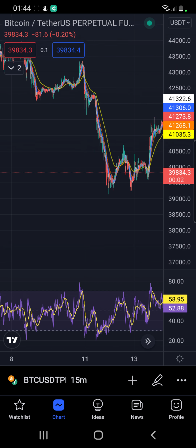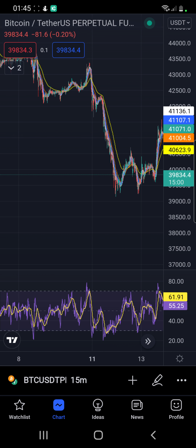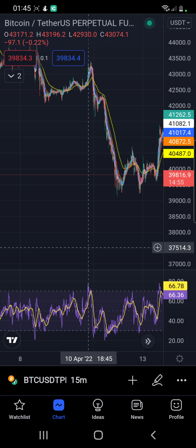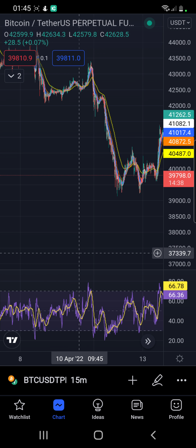So let's have a look. Over here again, it has gone up and this is overbought. Once it was overbought, people started selling and it went down, right? So let's see the reverse example.